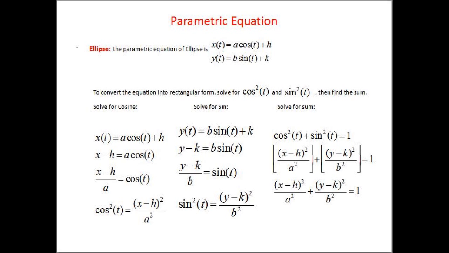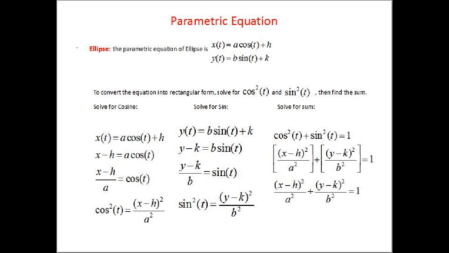Now for y of t is equal to b sine of t plus k. We subtract k from both sides, and that gives us y minus k is equal to b sine of t. Divide b from both sides, and that gives us y minus k over b is equal to sine of t. And now we square both sides, and that gives us sine squared of t is equal to y minus k squared over b squared.